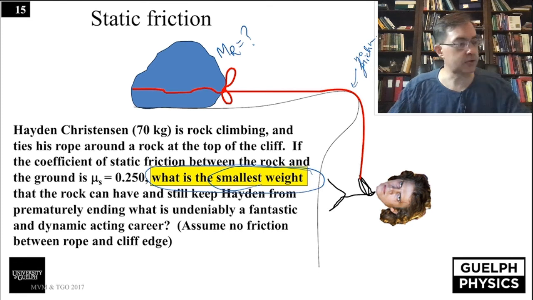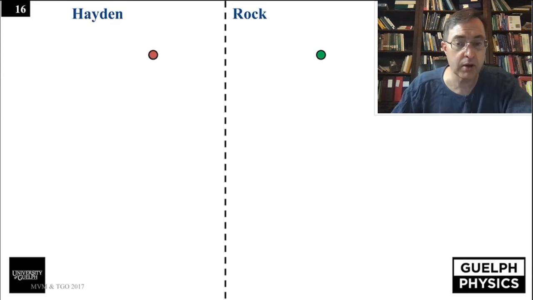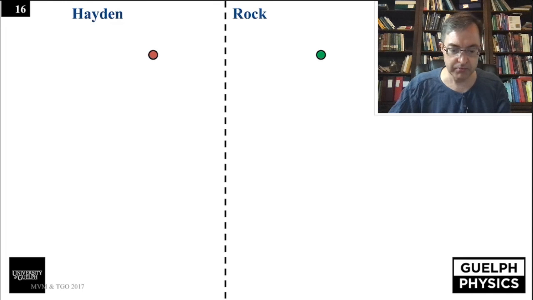Great. So how do we solve this problem? Well, there are actually two objects in this problem: Hayden Christensen and the rock. First we'll represent Hayden Christensen and calculate his free body diagram. And then we have the rock, and we'll calculate its free body diagram, although the rock is also a movie star, but we're not talking about that rock.